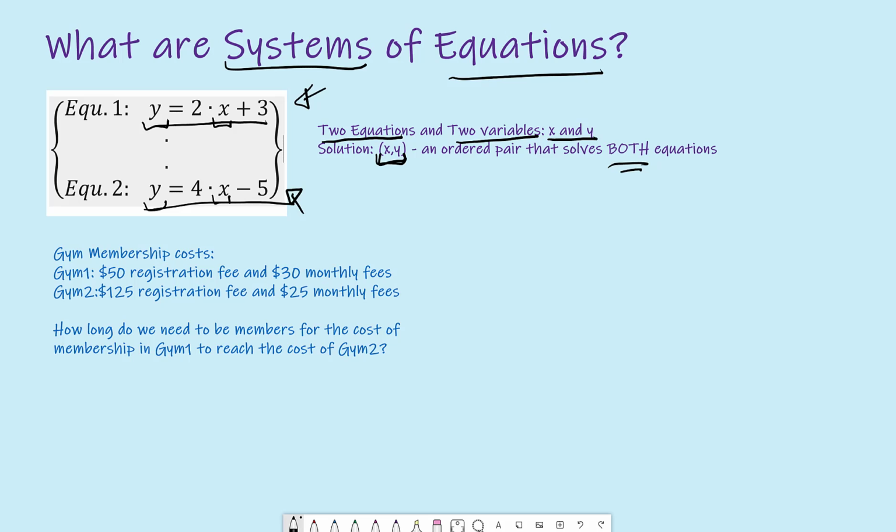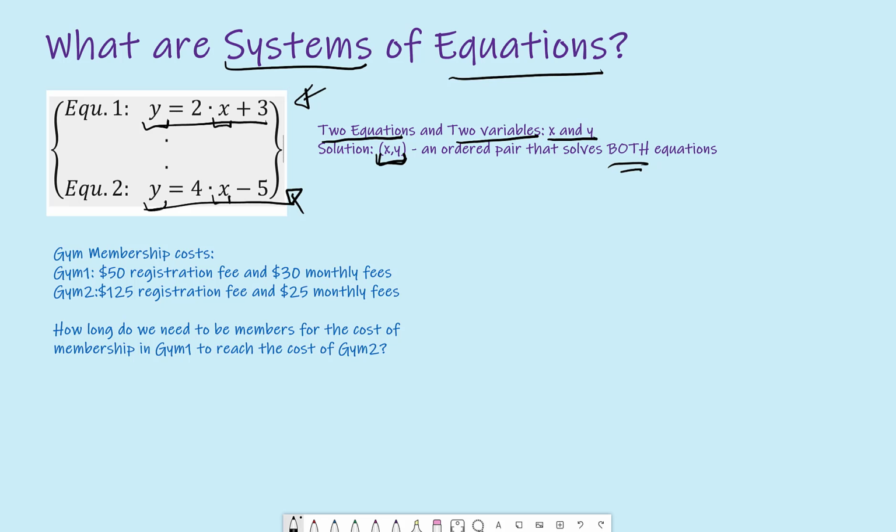And again, we'll look into the solution of this in subsequent videos. But this is what a system of equations is, and it usually will show up with the same number of variables as equations. That is not always true, but that is usually the case.